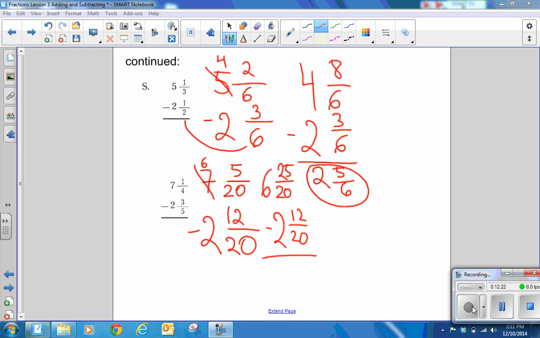I will take away my whole numbers. So 6 minus 2 is 4. 25 minus 12 is 13 over the common denominator of 20. This is in the simplest form, so I don't need to do anything else with it.